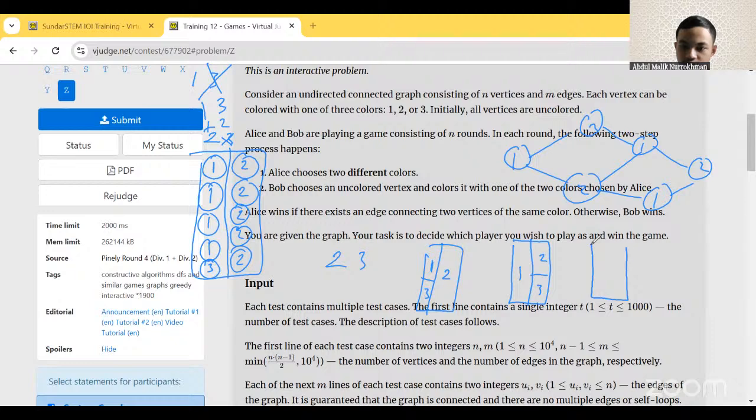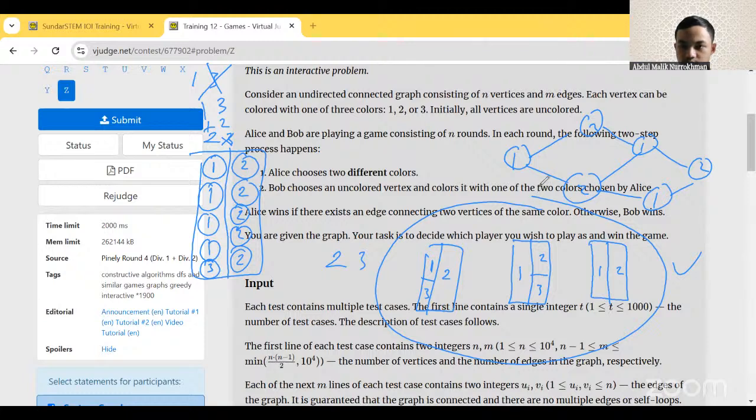Or in the other case, Alice is cooperative, so we can just color with 1 and 2. Alright. And both of them are correct, isn't it? There are no two adjacent vertices with the same color. Alright, so this is the strategy for Bob.